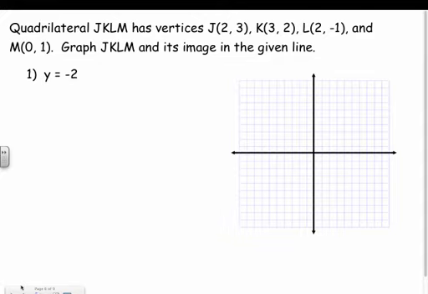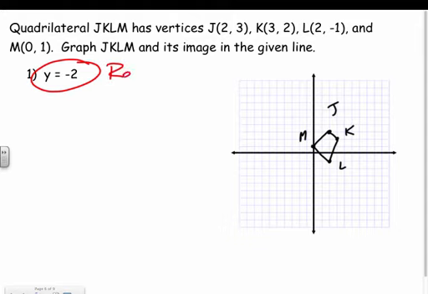Let's go ahead and graph our quadrilateral, JKLM. J's at 2, 3. K's at 3, 2. L is at 2, -1. And M is at 0, 1. So there's my quadrilateral. And it says, graph JKLM and its image in the given line. So this is where the reflection is occurring.